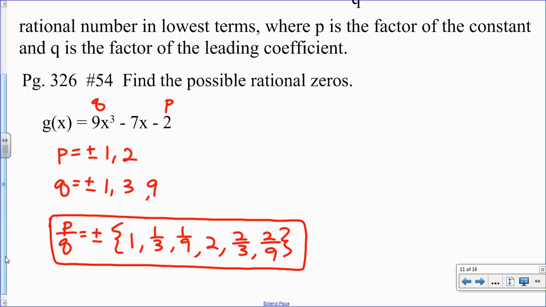These are the possible rational zeros. This is x cubed. So how many zeros are there? 3. So obviously not all of these are zeros. These are just the possibilities. They're also just the possible rational zeros. So you could still have other zeros that are imaginary or irrational. But this helps us get started.